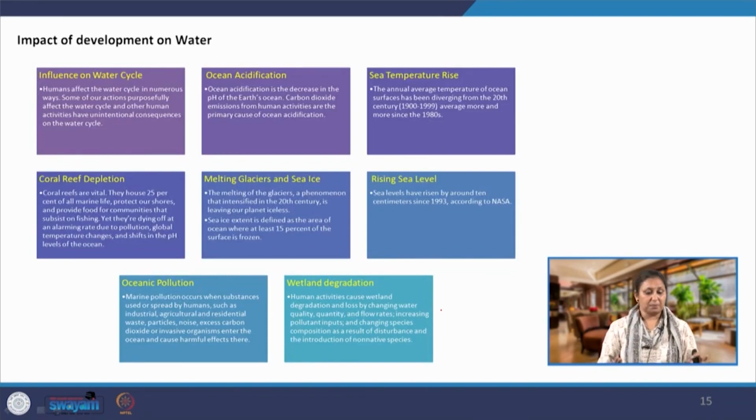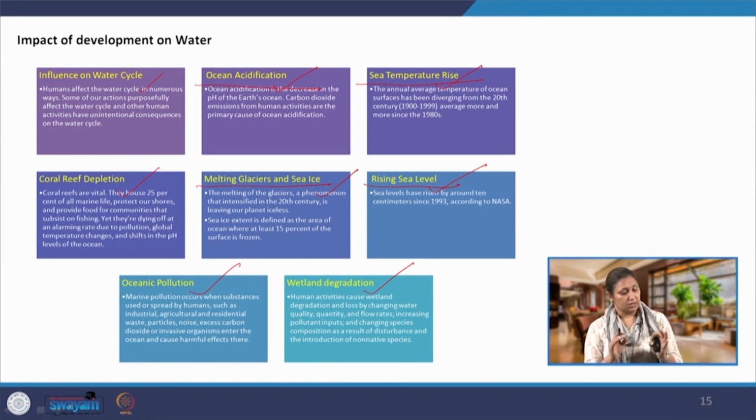These are the broad impacts of development on water. We are talking about a changing water cycle, acidification of oceans, sea temperature rise, rising sea levels, melting glaciers and sea ice, coral reef depletion, oceanic pollution and wetland degradation. Some of these we have already talked about, for example, the sea temperature rise, the rising sea levels, the melting glaciers and sea ice, and the ocean acidification. These are all impacts of development on water. Very quickly I am going to go over these.